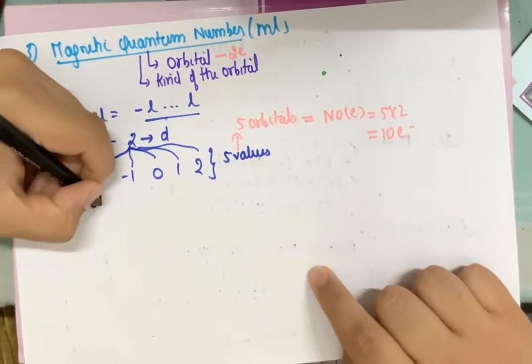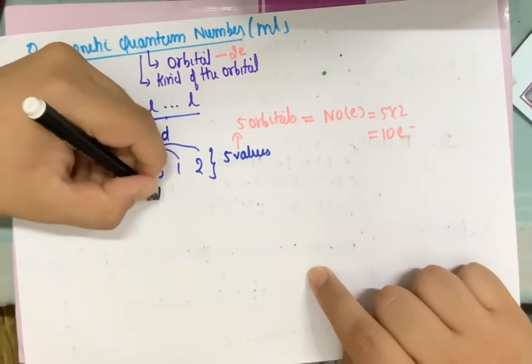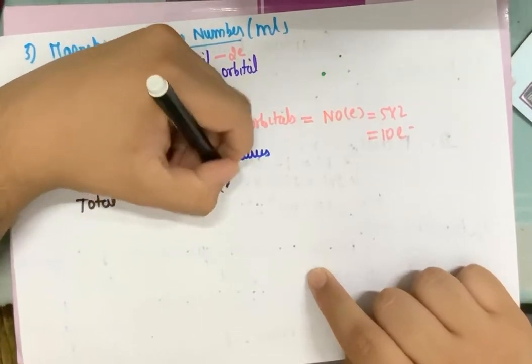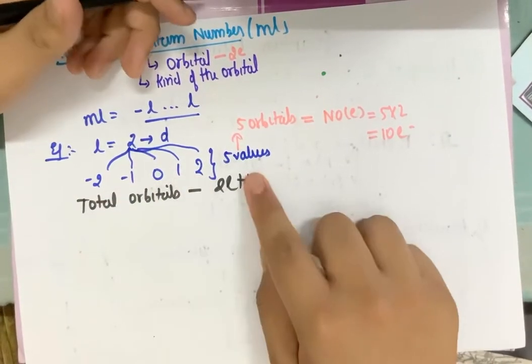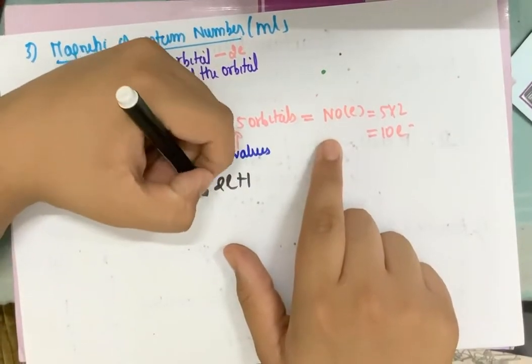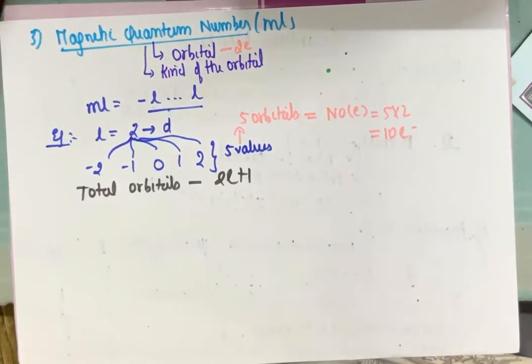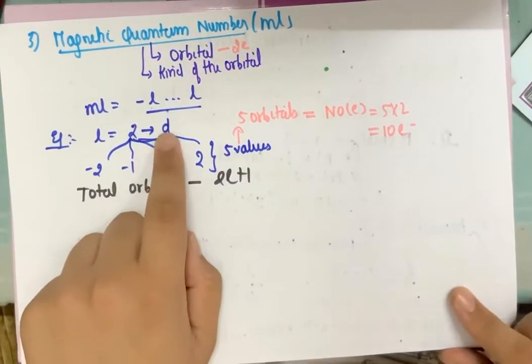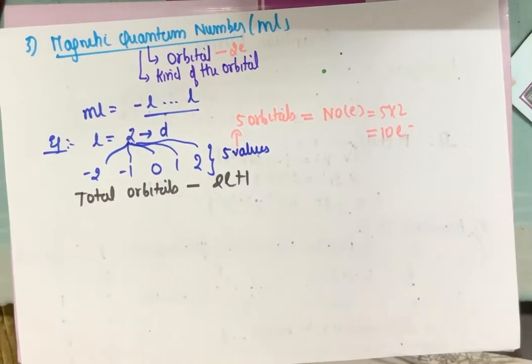Total orbitals possible is also given by the formula 2L plus 1. If you have to write all the orbitals, then use minus L to L. But if you have to just write this value, use the formula 2L plus 1. Now how to go about this? Suppose here also I have L is equal to 2. What are the values? 2 into 2 plus 1, which is 5.